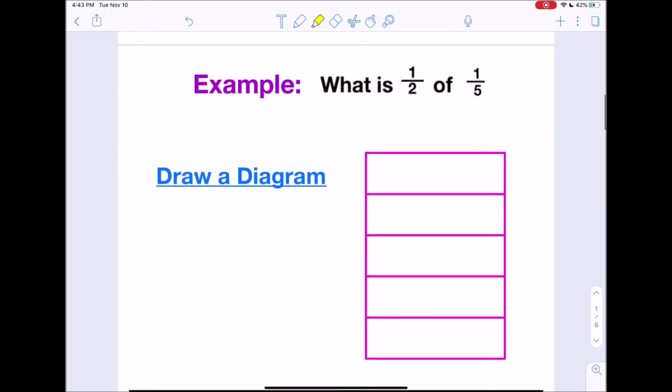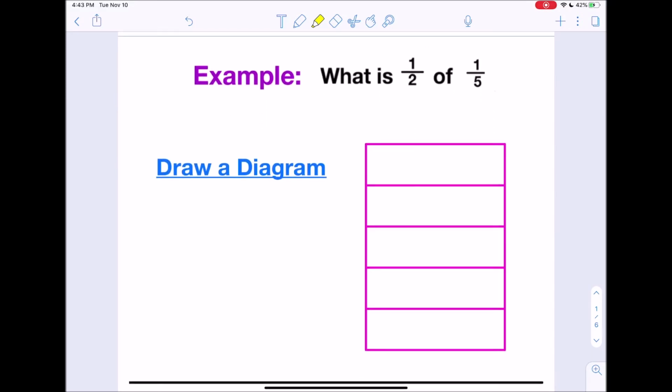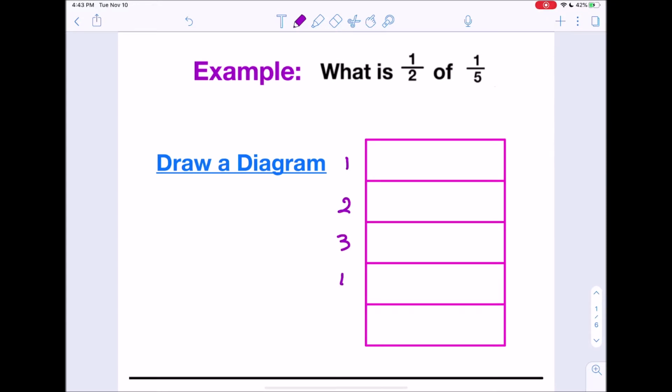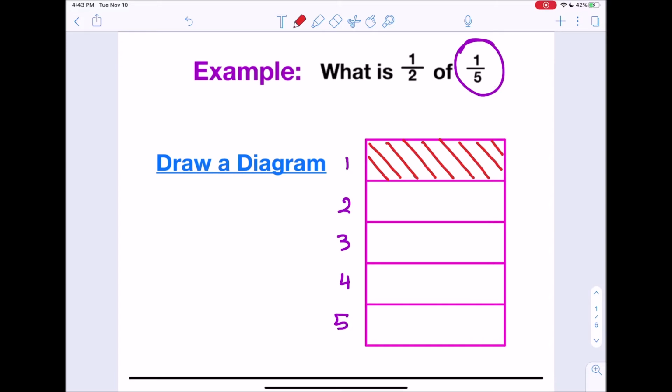So in our first example, we have 1/2 times 1/5. Here I have my rectangle and it's been divided into 5 parts, right? 1, 2, 3, 4, and 5. So if I have this rectangle represent 1/5, then that means one of these needs to be colored in. So the 1/5 is red. Now we need to look at the half.